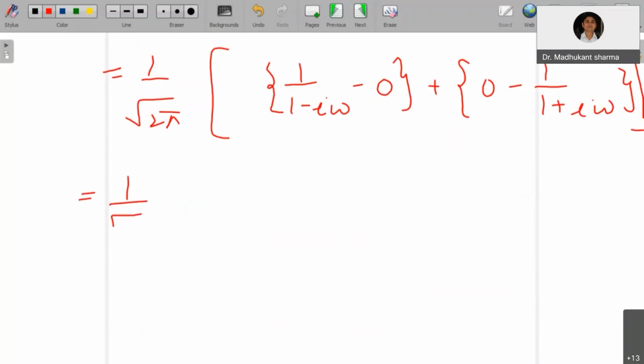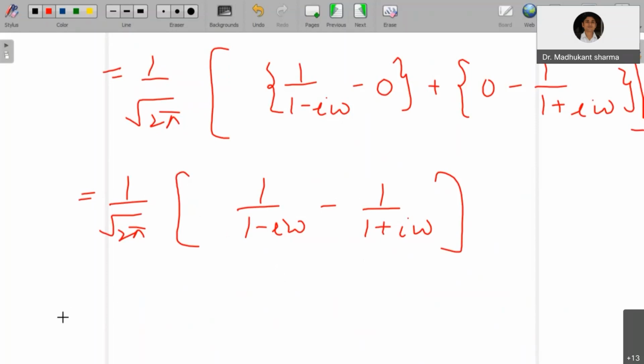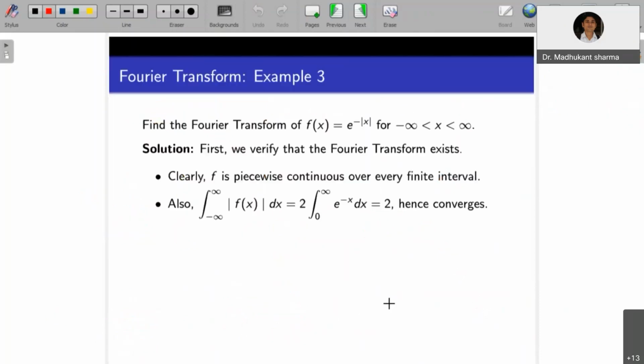So this is equal to 1 upon square root of 2 pi times 1 upon 1 minus iw minus 1 upon 1 plus iw. If you take the LCM, what you will get is 1 plus iw minus 1 plus iw, so 2iw divided by 1 minus iw into 1 plus iw, which is a minus b into a plus b, a square minus b square. So it's going to be 1 plus w square. Okay, so this is going to be the Fourier transform of the given function.